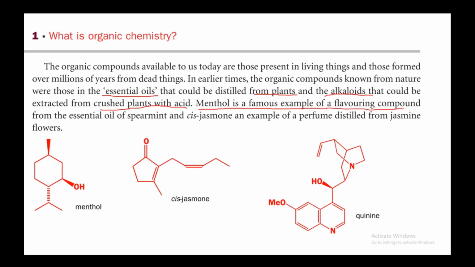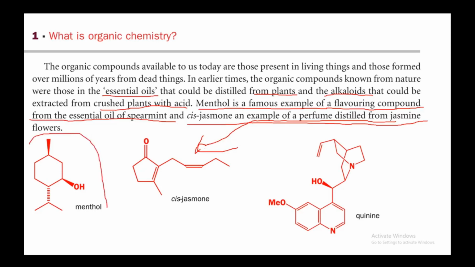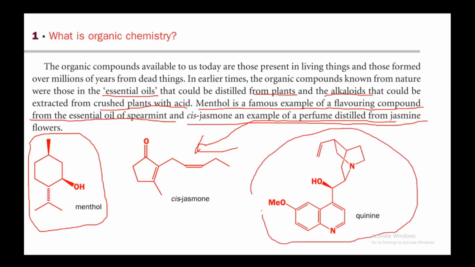Menthol is a famous example of a flavoring compound from the essential oil of spearmint, and cis-jasmone an example of a perfume distilled from jasmine. And jasmine is the national flower of Pakistan, if you don't know it. So cis-jasmone is a perfumery compound, has a fragrance, and is obtained from a plant, the jasmine flowers. Menthol, again, is a very bioactive molecule obtained from plants. This is quinine. It's an alkaloid. It's also extracted from plants.